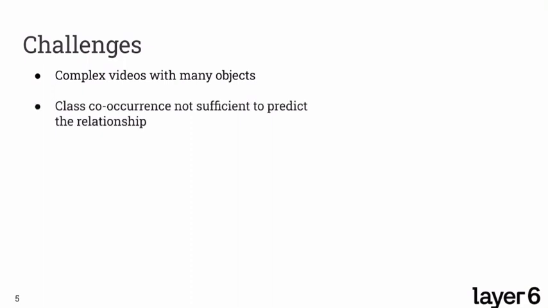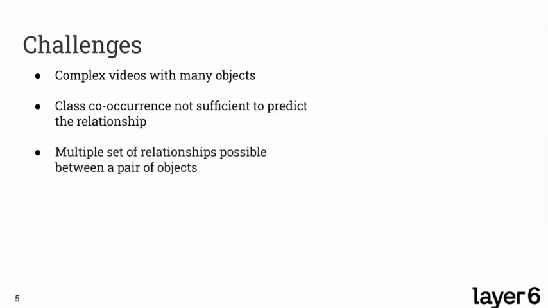Compared to other scene graph generation datasets, the Home Action Genome dataset has some unique challenges. Firstly, it contains complex videos with many objects. This in turn makes it very hard for the model to predict the relationship just by relying on class co-occurrence. In addition, there are multiple sets of relationships possible between a pair of objects, and the model needs to predict all of them correctly.